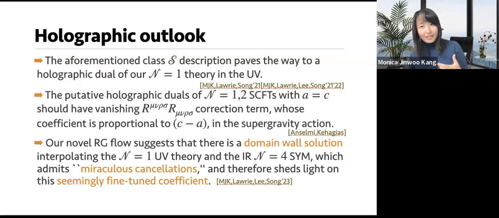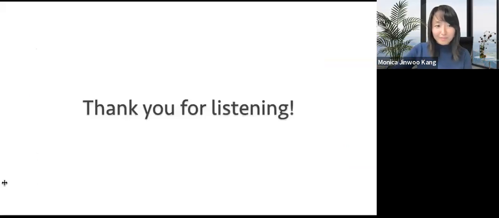And we all know that in N equals 4 super Yang-Mills theory, there is a miraculous cancellation that happens. So maybe a hint is that we're going to understand this seemingly fine-tuned coefficient, and perhaps using this N equals 4 IR duality we can learn more about structures that we couldn't have seen in the N equals 1 theory, and also the N equals 2 theory potentially, all together.